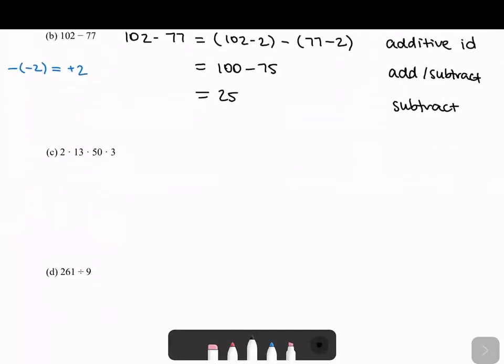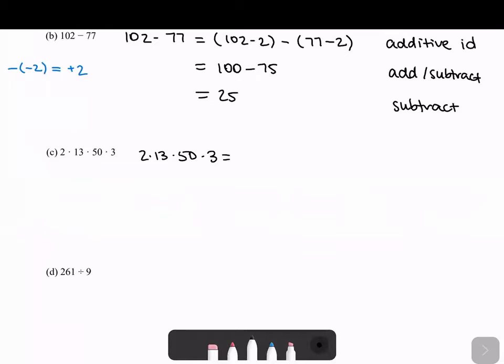Okay, this next one is multiplication. We've already talked about thinking money, so this one is going to be a rearrangement of the factors. We can rearrange these factors. We have 2 times 13 times 50 times 3. Rearranging the factors is essentially just using the commutativity of multiplication that we talked about in chapter 3.